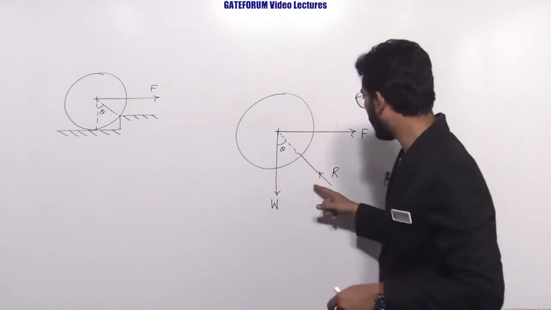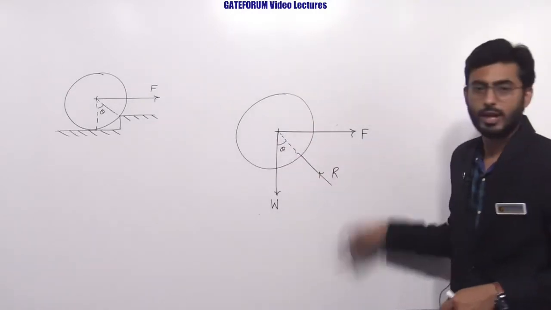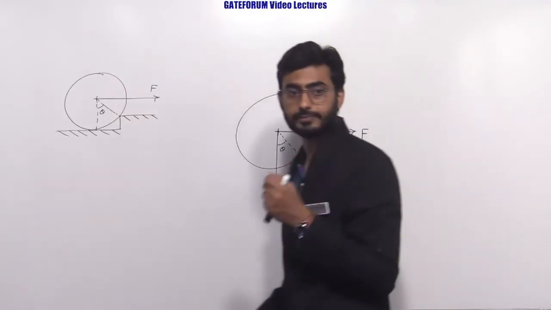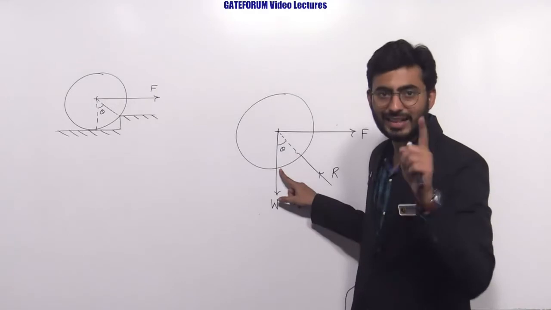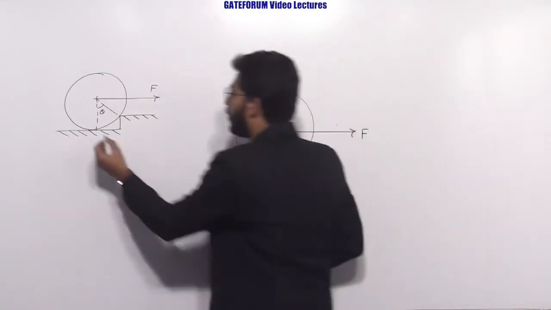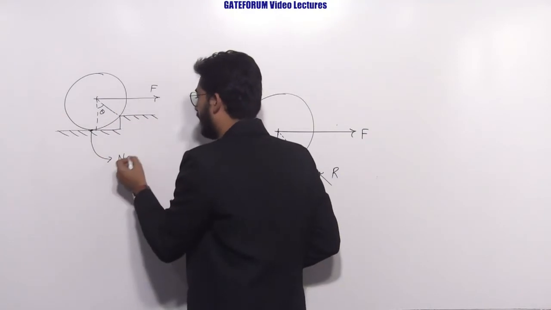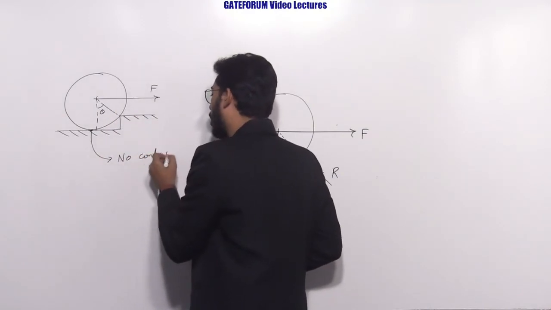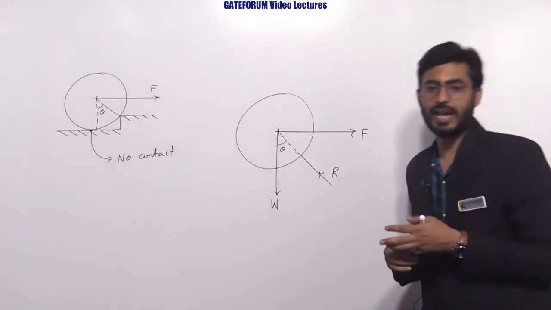Option B, if you see, there will be W, R and F. And moreover, there won't be any contact at this point. No contact at this point. So no contact means no normal reaction.